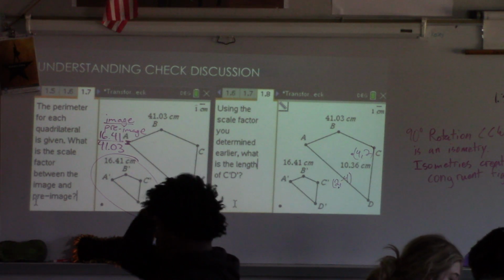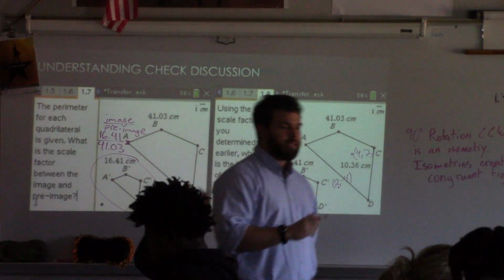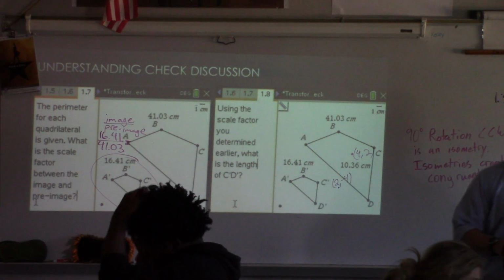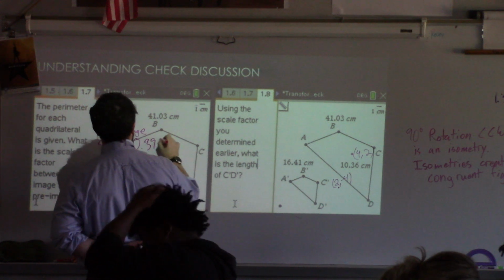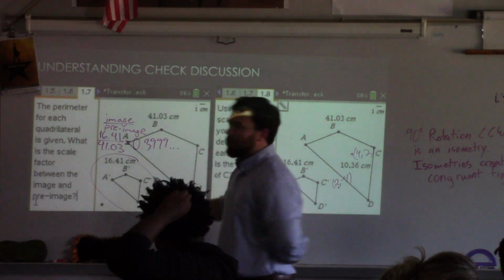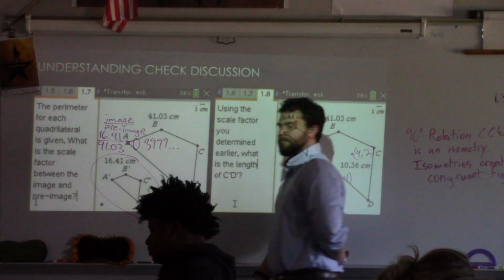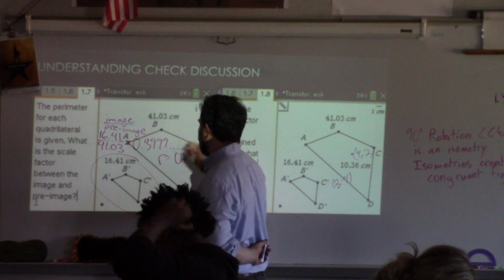So you flipped it, right? So we need the other direction. Come on. I know some of us correctly did 16.41 divided by 41.03, it's 0.39951. Right? So what do you think the scale factor was actually supposed to be? 0.4, right? The scale factor was actually 0.4, it's just rounding error.